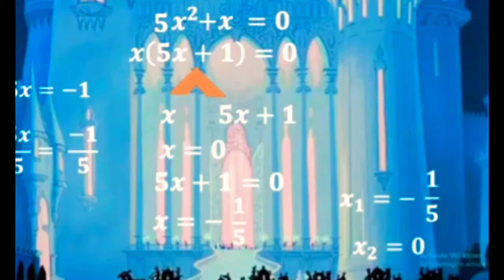To further simplify 5x plus 1, transpose positive 1 to the other side and it becomes negative 1. Divide both sides by 5, and the resulting answer is x equals negative 1 over 5. Thus, my child, there are two values of x, which are x equals 0 and x equals negative 1 over 5. To know if these values are true, let's listen to the other godmothers.